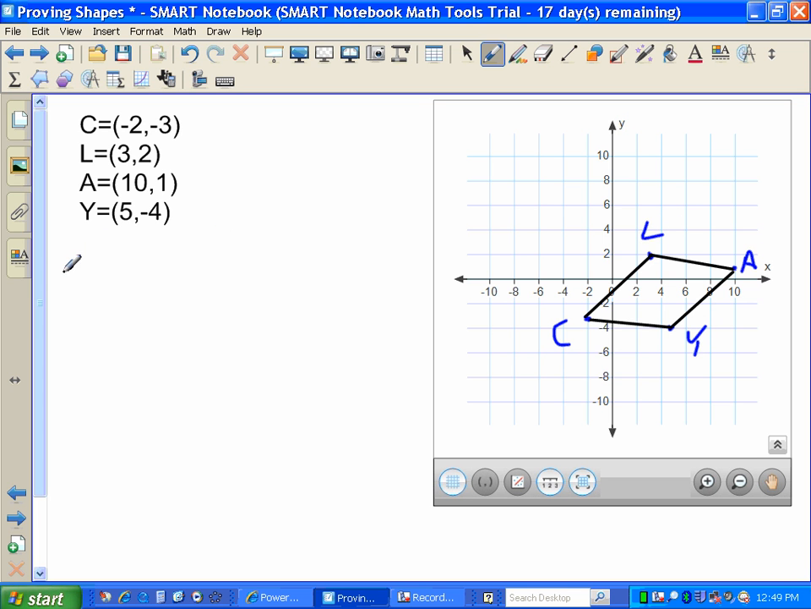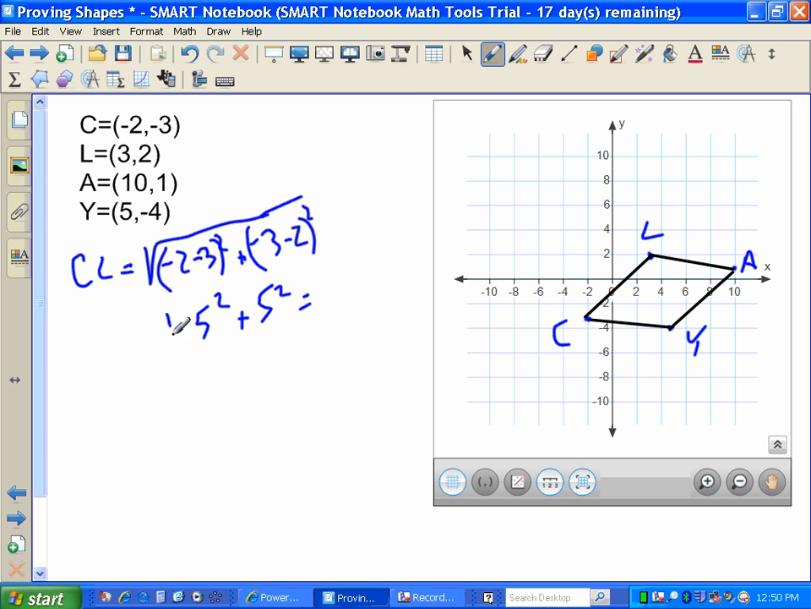So we're going to do the same thing. We're going to do distances. We're going to do slopes. Because we've gotten so good at doing them, we'll be really quick at this. We're going to do the distance of CL. So that's going to be negative 2 minus 3 squared plus negative 3 minus 2 squared. That's going to be negative 5. So we're going to end up with 5 squared plus 5 squared. And we're going to end up with the square root of 50. We can just leave it that way because if we get this side to be the square root of 50, we can make comparisons pretty easily.